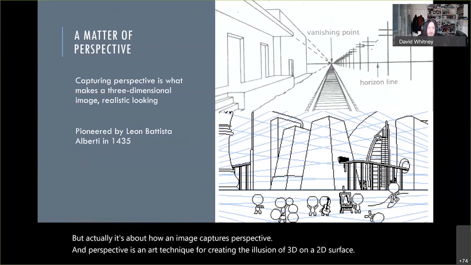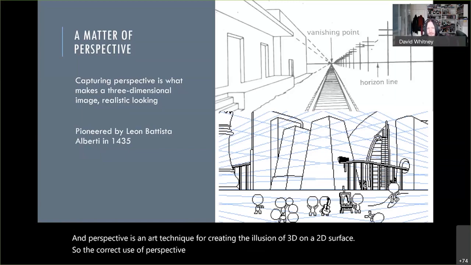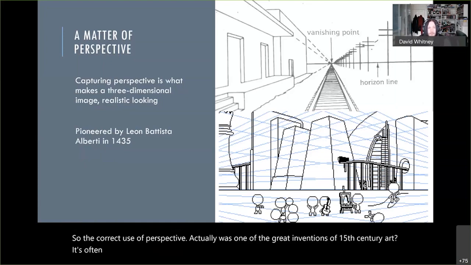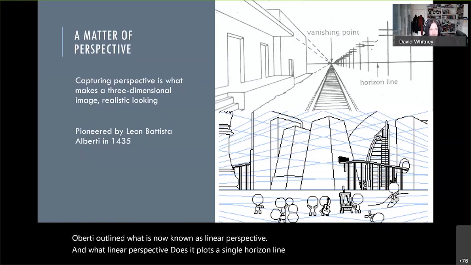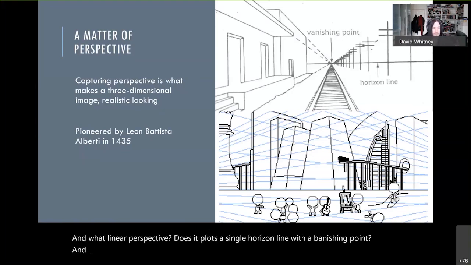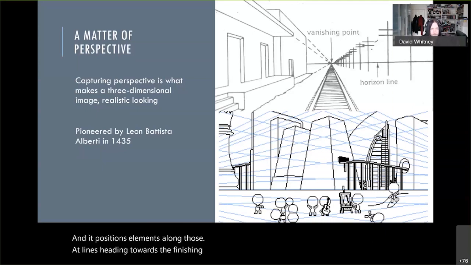So the correct use of perspective actually was one of the great inventions of 15th century art. It's often credited to Leon Battista Alberti in a book he wrote called, wonderfully titled, On Painting, which dates to 1435. Alberti outlined what is now known as linear perspective. And what linear perspective does is it plots a single horizon line with a vanishing point, and it positions elements along those lines heading towards the vanishing point to simulate depth.